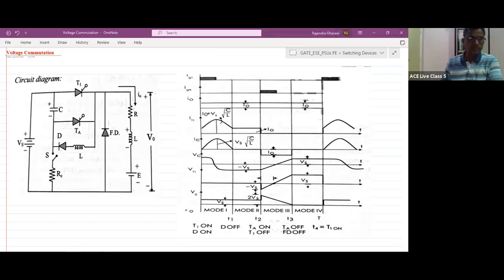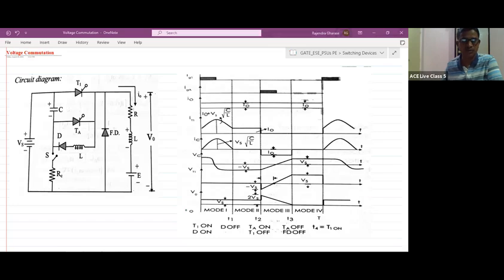Okay. So now we are going to discuss the voltage commutation, the second type of force commutation. Here in the voltage commutation, the SCR is turned off due to the high reverse voltage maintained across it. So that's why it is known as the voltage commutation.